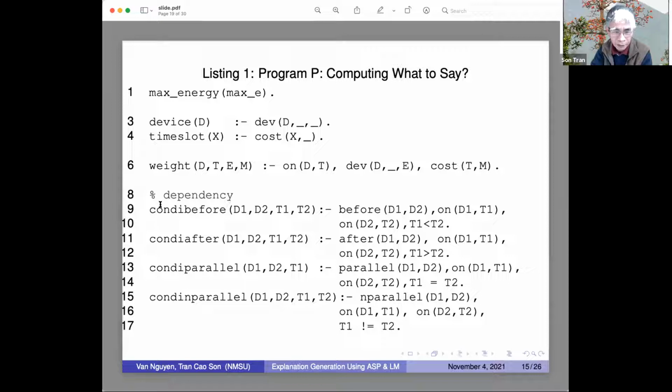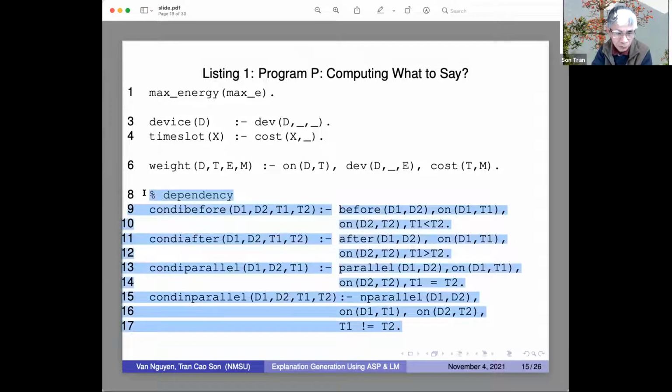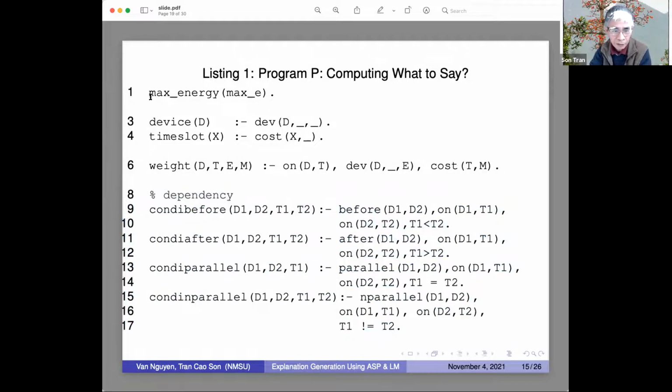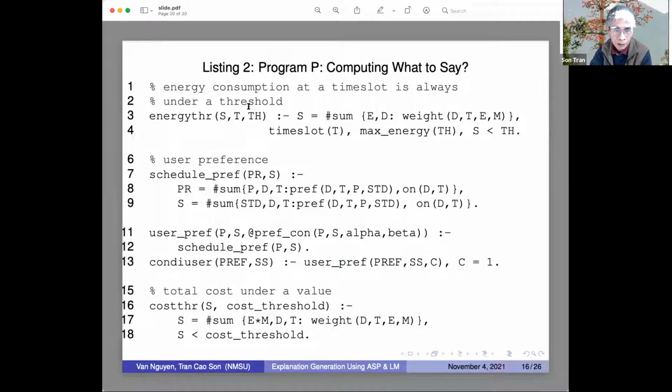Like how are the dependencies of the device, and this line here encodes the hard constraint, right? And then this is the maximal energy consumption that is allowed by the user. And then here we have how to calculate the energy consumption at each of the time slots, and then here the schedule, the preference of the user, and the total cost.